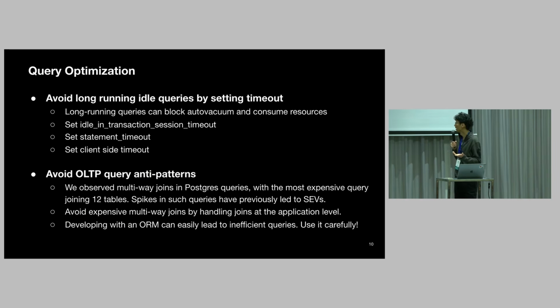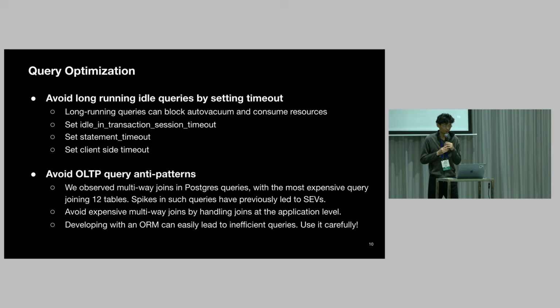Another thing is that we want to avoid OLTP query anti-patterns. We see expensive multi-way joins in Postgres queries. I think the most expensive query can join 12 tables. It's fine if the volume is low, but sometimes there is a spike in such queries, and it can cause problems. So we want to avoid expensive multi-way joins by handling joins at the application level instead of joining 12 tables in Postgres.